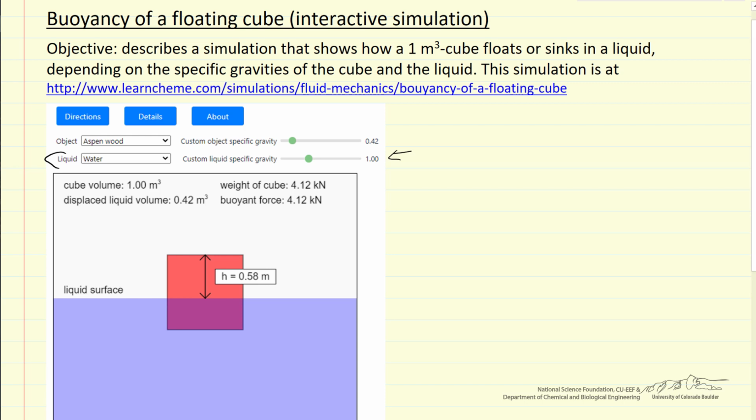Likewise, we can pick 3 materials for the cube here, or we can pick a custom value for the specific gravity. As the specific gravity of the cube increases, of course, it sinks further into the liquid. If it's high enough, it will sink to the bottom of the liquid. So we'll look at the simulation and observe the behavior.